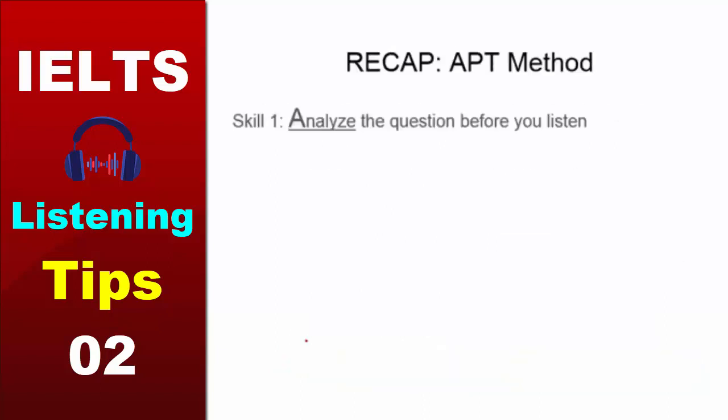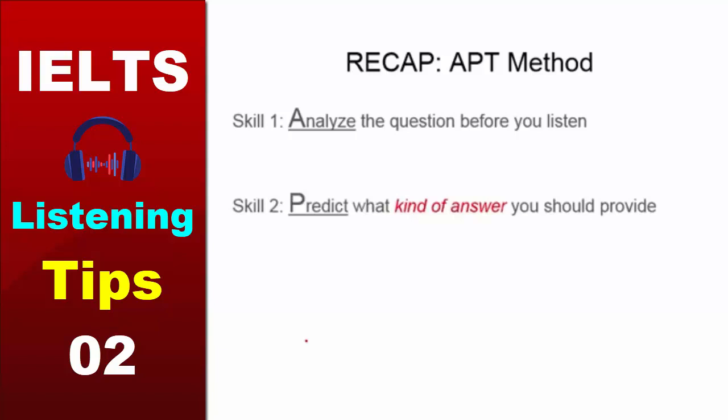Okay, so to recap, our first 2 skills are to analyze and predict. These 2 skills happen before you listen to a passage. You're trying to just notice as much as you can about the organization, the directions, what information you'll need to provide for an answer in your question. And then prediction is taking a look really closely at the questions themselves, underlining words that will help you figure out what kind of answer you'll need to provide.